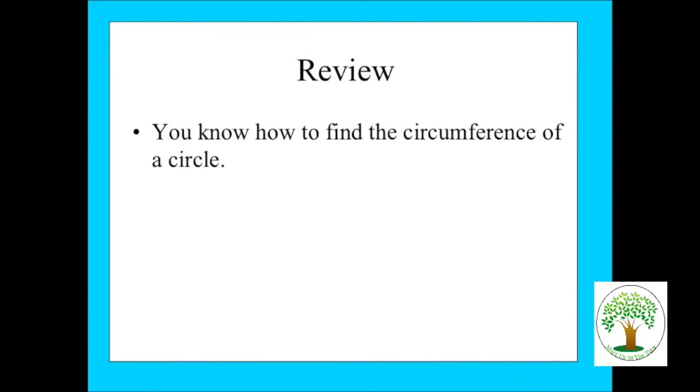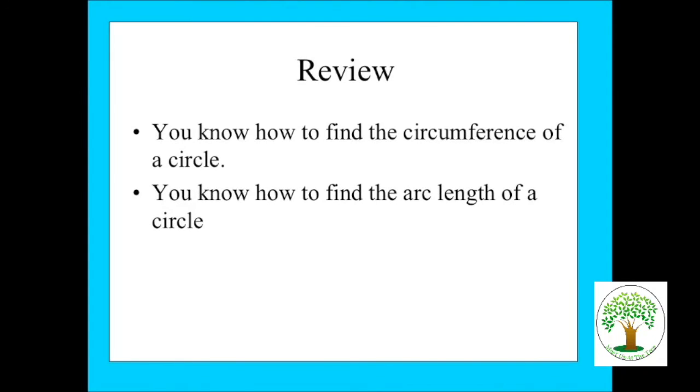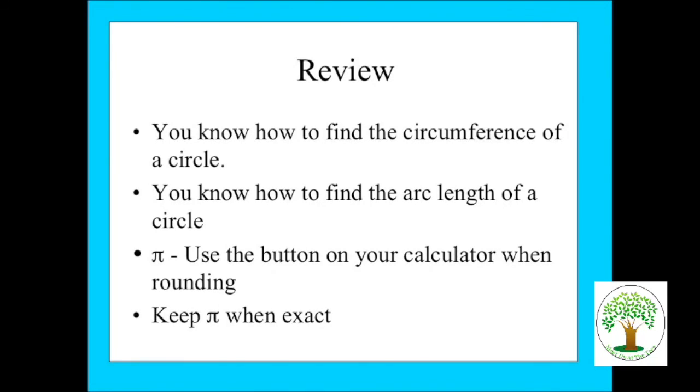You know how to find the circumference of a circle with your 2 pi r. And now you know how to find the arc length. If you know a portion of that circumference, we just take the arc angle and divide it by 360 in front. Sometimes you're going to use your pi button when you're rounding, but other times you're going to keep it exact by keeping the pi in the answer. I hope this has been helpful.